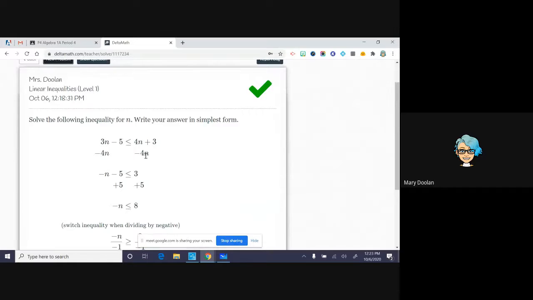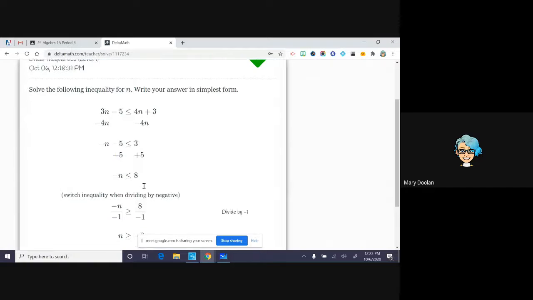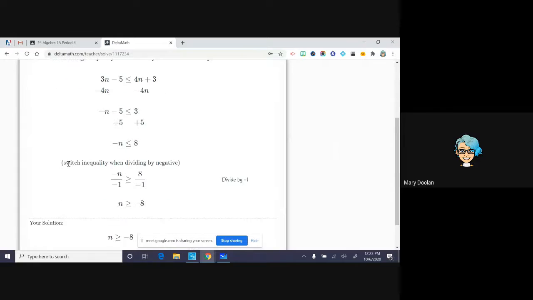So the way they solved this one was subtracting 4n from both sides. That's exactly what I did. And then they added 5 to both sides. That's exactly what I did. They got negative n is less than or equal to 8. It says switch inequality when dividing by a negative. And then we got n is greater than or equal to negative 8. Okay?